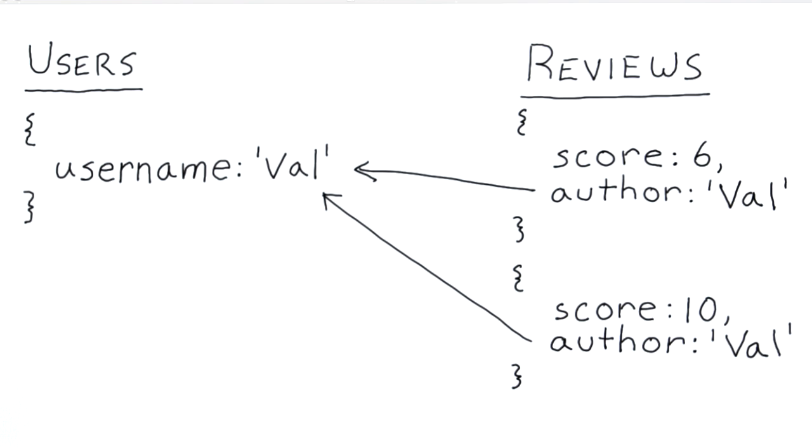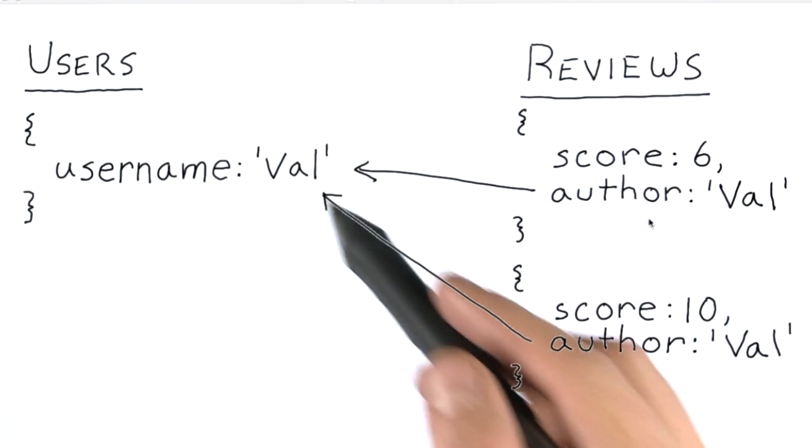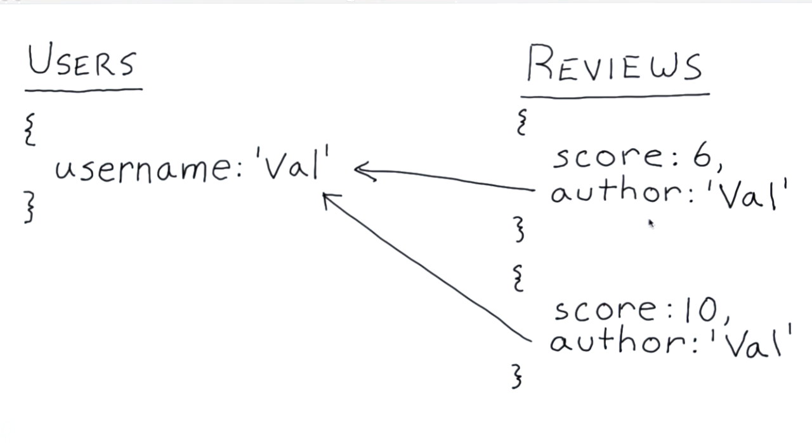For instance, suppose you have a collection of users and a collection of reviews. Each review tracks which user posted it. In order to get a user and their corresponding reviews, you would have to run two queries, one for the user and one for each of their reviews. There's no way to do this with one query in MongoDB unless you change the schema.